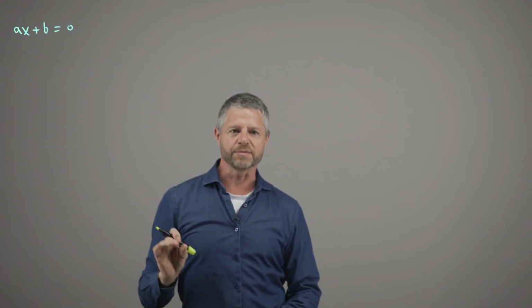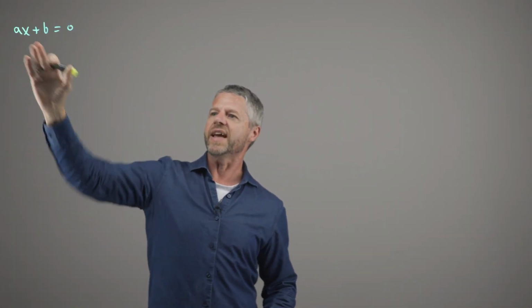So I'll define a linear equation in one variable in the following way: ax plus b equals 0. And here a and b are real numbers, and a is not equal to 0, and x is our variable here. And so what it means to solve this equation for x means I'm trying to find the value of x that will make both sides of this equation equal to one another.